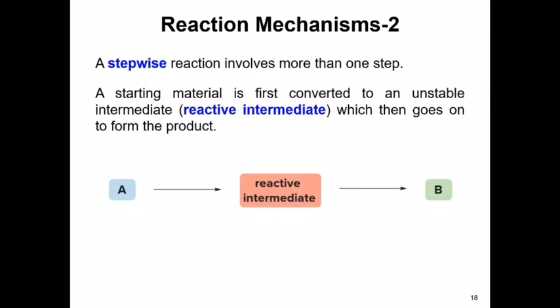The second type of reaction mechanism involves more than a single step, and this is known as a stepwise reaction. In a stepwise reaction, a reactant is converted into a reactive intermediate, which is considered an unstable intermediate that gets converted immediately to the product.